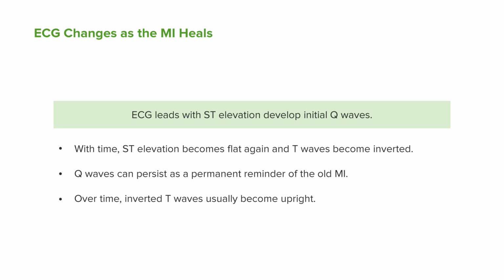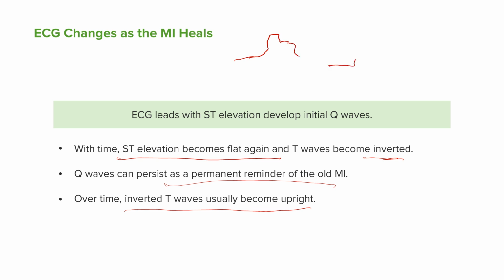So once the MI starts to heal, with time the ST depression becomes flat, the elevation becomes flat, and the T waves become inverted. The Q waves can persist as a permanent reminder of the old MI. Over time, inverted T waves usually become upright. So first we will see that there is ST elevation. After that the ST-T will settle, and we have T inversions, and then there are deep Q waves.